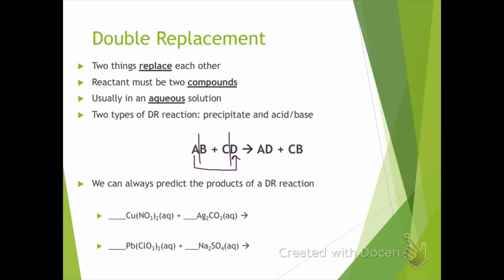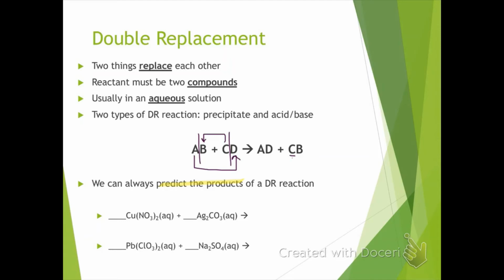And then C, our second metal, has to go with the first nonmetal. Again, it has to be a metal with a nonmetal, or a cation with an anion, positive with negative, to make an ionic compound. Notice here that we also start with C. It has to start with C because the metals are always first in our ionic compounds. We will always be able to predict the products of a double replacement reaction, and this is something that you need to be able to do.